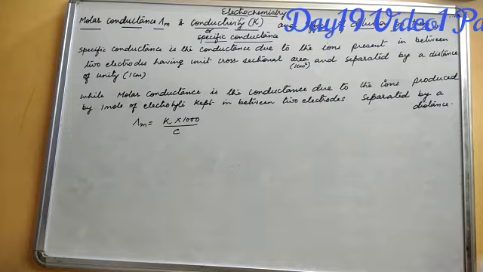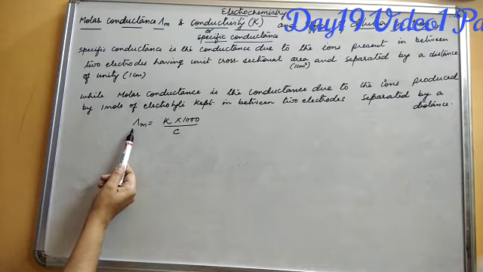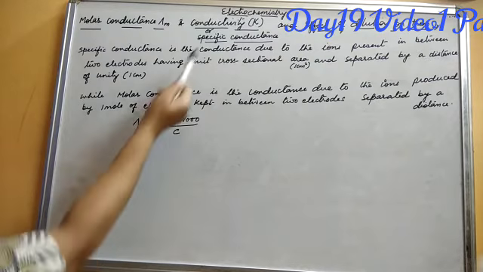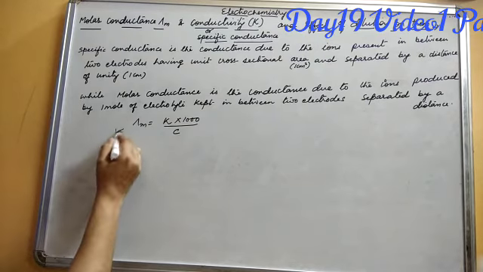As we know, in the earlier video also we have done that specific conductance is the conductance due to the ions present in between two electrodes having unit cross-sectional area and separated by a unit distance. While molar conductance is the conductance due to the ions produced by 1 mole of electrolyte kept in between the two electrodes separated by a unit distance. So here, how is molar conductance related with the specific conductance? This is their relationship.